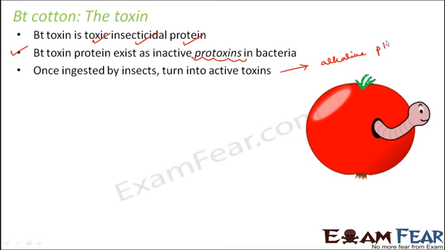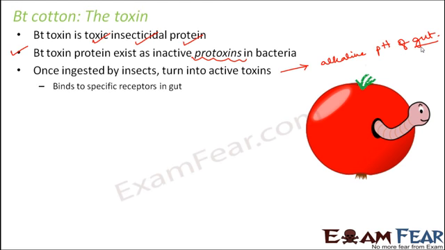So, the alkaline pH of the insect gut. What is gut? Gut is nothing but the digestive tract. So, the alkaline medium of the digestive tract activates these proteins. These proteins need an alkaline medium to become activated. What happens once they become activated? As soon as it is taken up by the insect, they bind to specific receptors in the gut. Receptors means those molecules which can receive or bind to other molecules. Now, as soon as it binds to these specific receptors, the insect will stop eating.